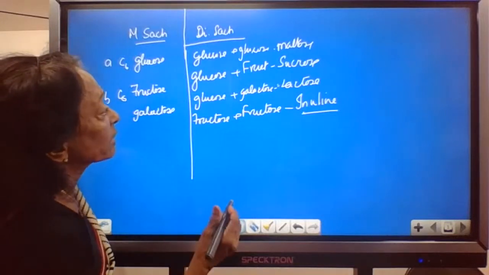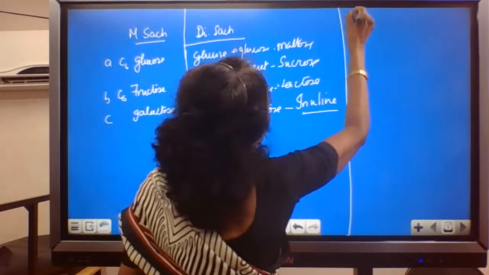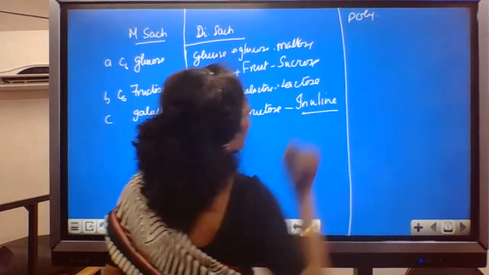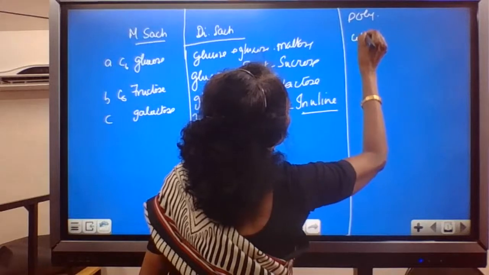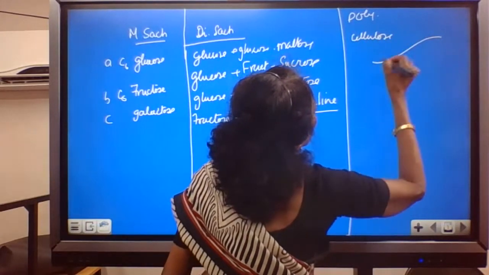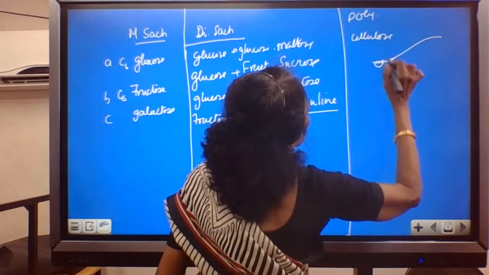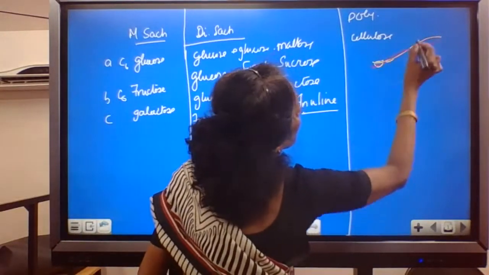Next you go to the polysaccharides. Poly means what? More than two. For example, a good example you can take is cellulose. Cellulose is a basic one, where you have a number of glucose. This is one glucose and a bond. So the glucose units are, for example, in cellulose, a fiber-like structure.